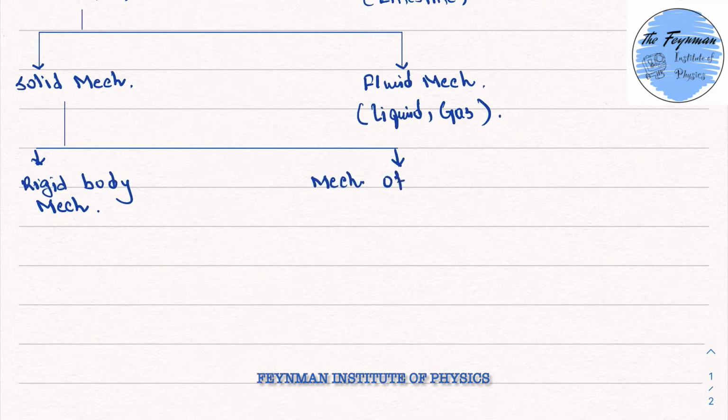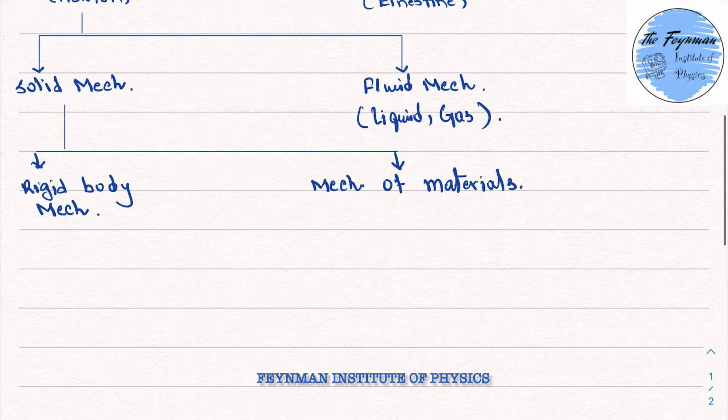mechanics of materials. In this branch, we will consider that the applied force will produce a deformation in the body. That means the displacement will be at the molecular level. So due to the deformation, there will be certain properties. We will have to address certain properties like stress and strain in the materials. So these are the two branches of solid mechanics.